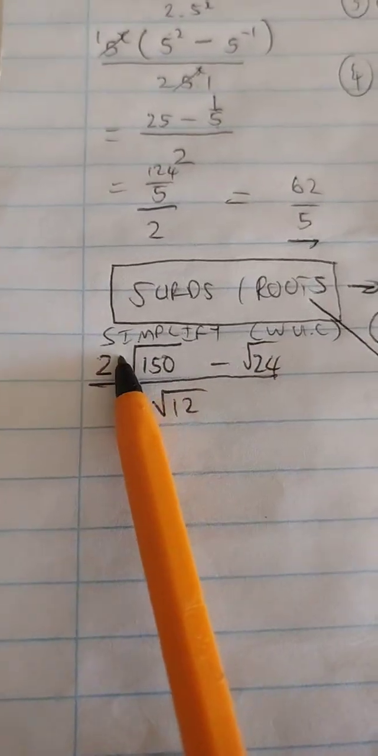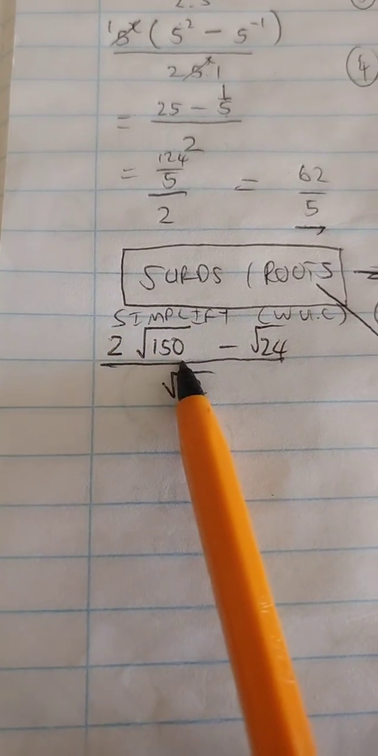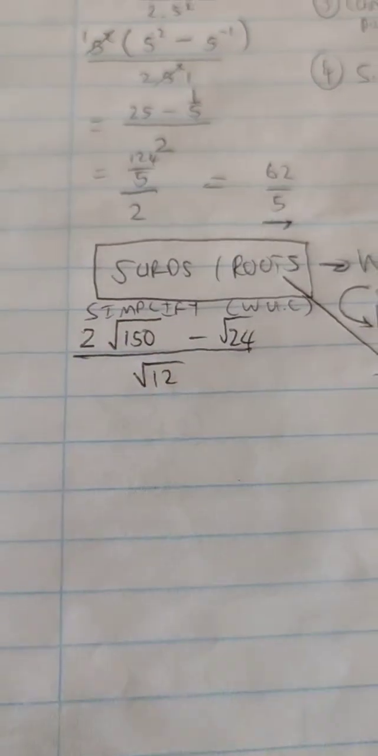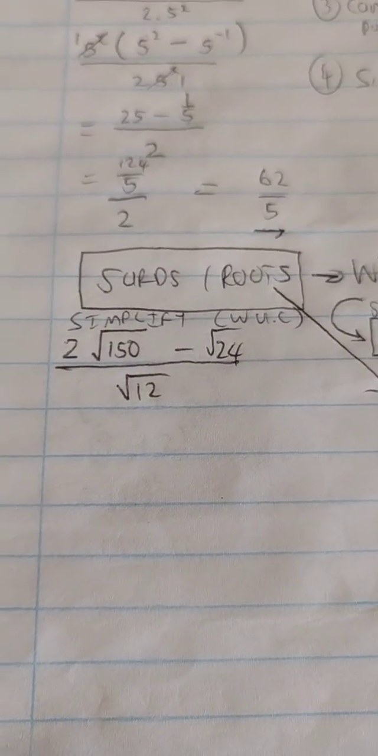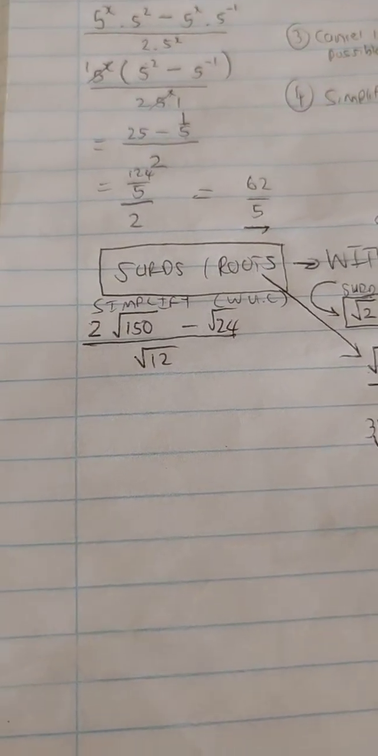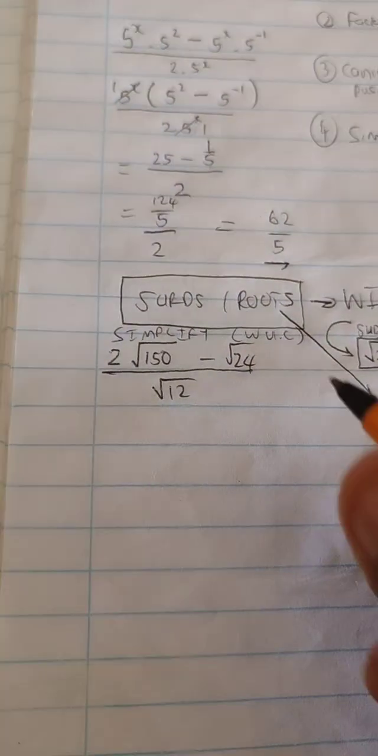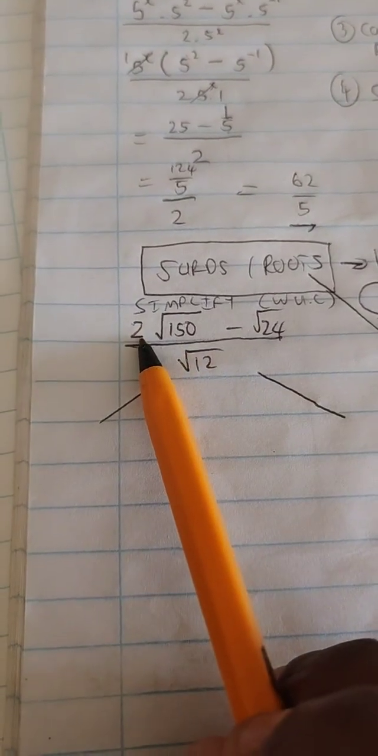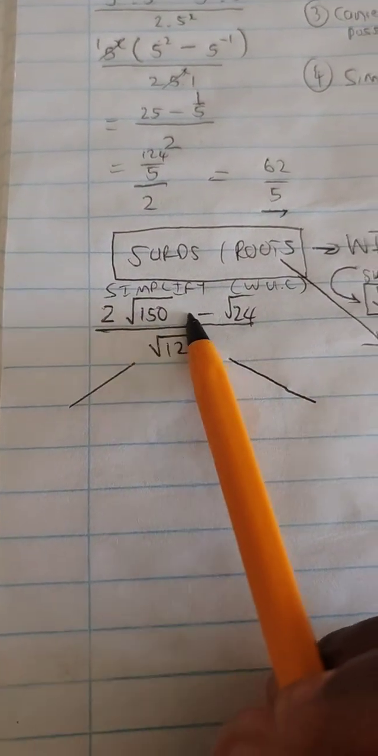We have 2 square root of 150 minus square root of 24 over square root of 12. Okay, guys, this is really, really nice. Depending on who's doing the question, I think there are 2 viable methods we can use when doing these questions. So I'm going to look at both. All right, let's first look at this method.